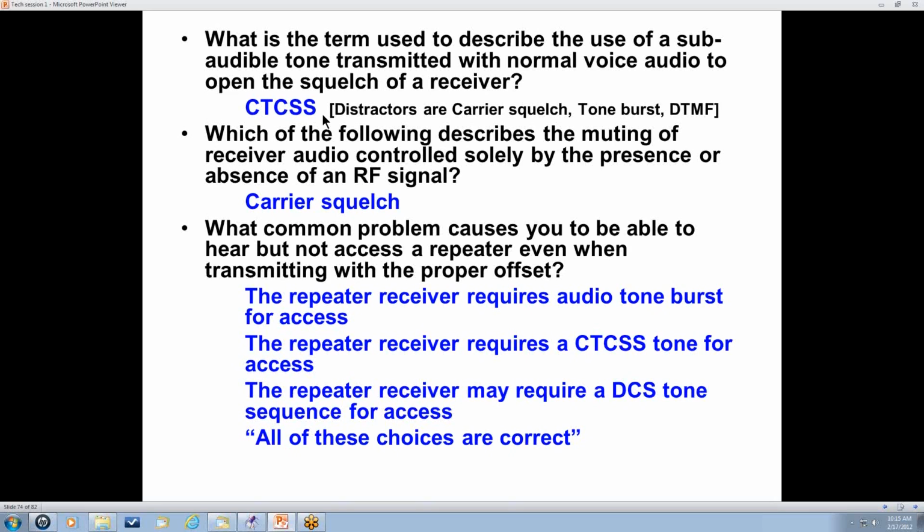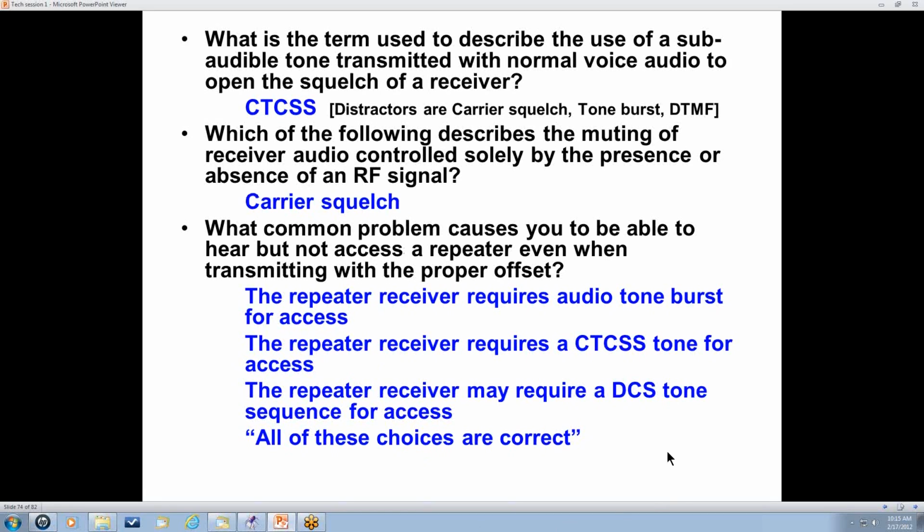Subaudible tone, CTCSS. Okay, which of the following describes the muting of receiver audio controlled solely by the presence or absence of an RF signal? RF means radio frequency, and it's called carrier squelch. If we did not have squelch circuits on our receivers, we'd have to listen to the radio sitting there roaring the whole time while we were waiting for a signal. So we have a squelch circuit there that quiets the radio except when it receives a radio frequency signal. And when it receives that carrier of the radio frequency signal, then it opens up the receiver so we can hear, and that's called carrier squelch.